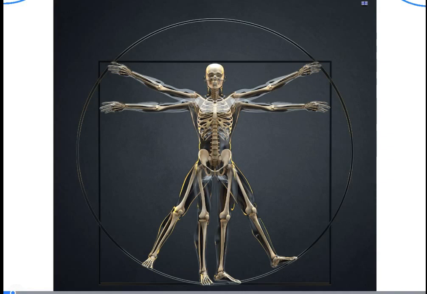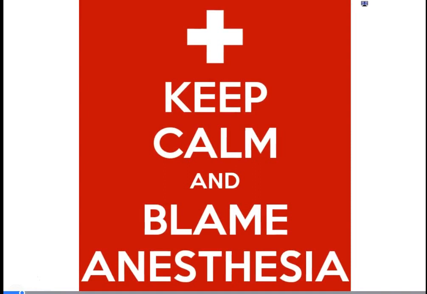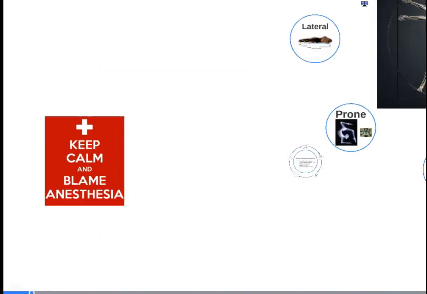According to information from the American Society of Anesthesiologists, the ASA, closed claim database, a significant number of anesthesia-related claims involved nerve damage. Of more than 1,500 claims reviewed, 15% were anesthesia-related nerve injury. And I gotta tell you, it kind of makes me feel like this, you know? Keep calm and blame anesthesia. It wasn't my bright idea to put the guy in this weird position, but nonetheless, it is our job to protect the patient. So let's see how we can do that.